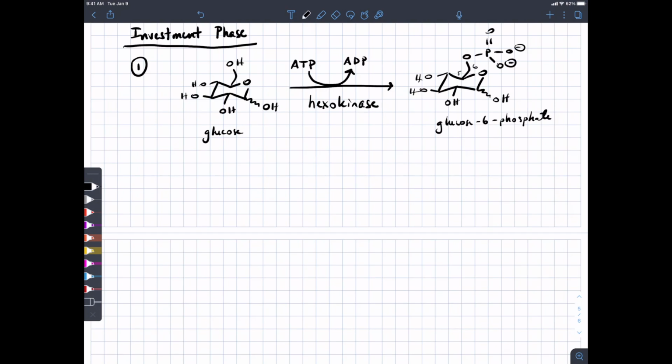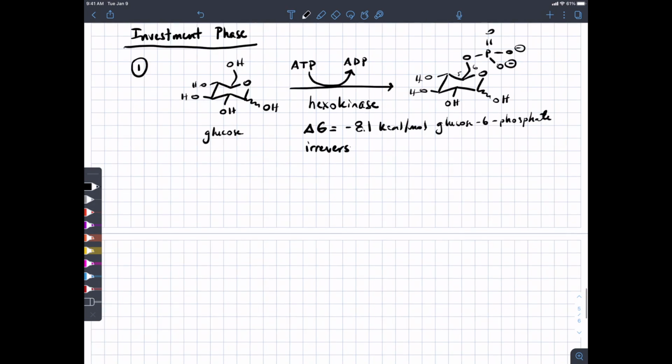And this process is really downhill in energy. It's downhill by negative 8.1 kilocalories per mole, which means it is basically irreversible. Once you start down the dark path, forever will it dominate your destiny.